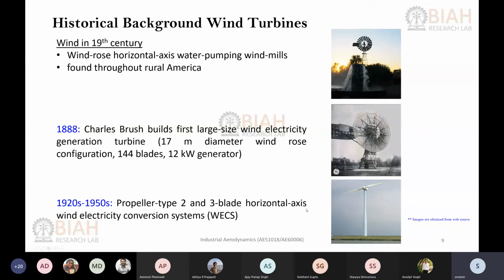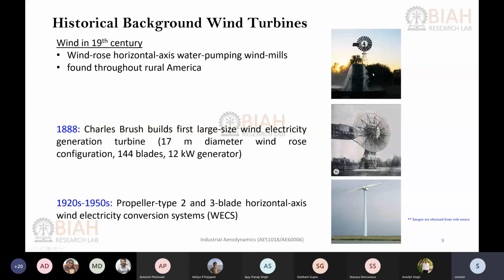Okay, there are a few more, from the early 1900s or 19th century. At that time in rural America, they used windrows. Here you can see this is a horizontal axis type wind turbine, but with many blades. It forms a rose type of pattern, that's why it is called windrows, which is again used for water pumping.